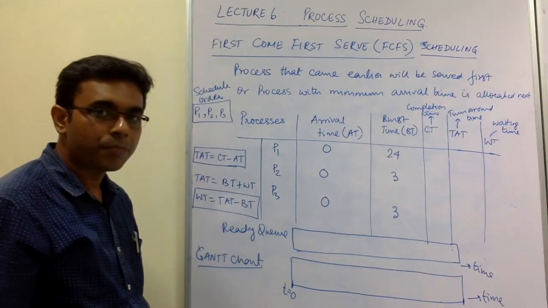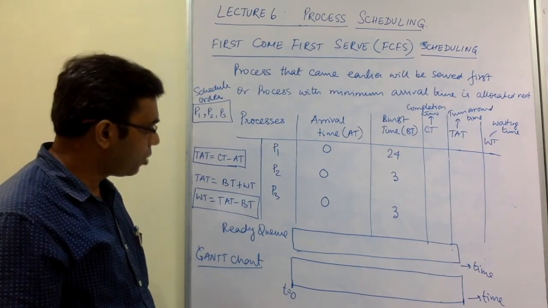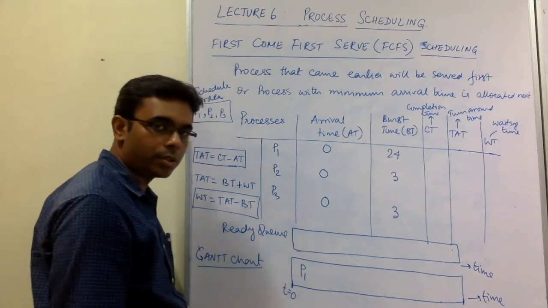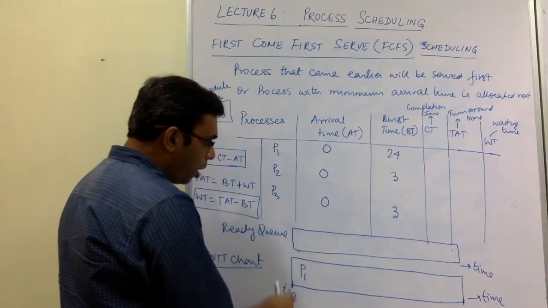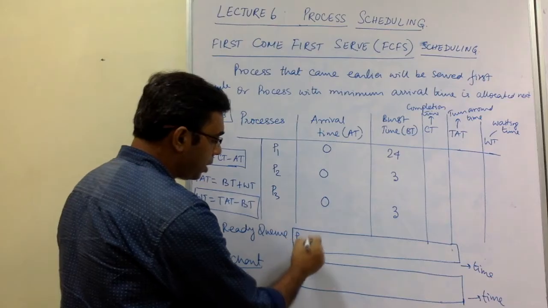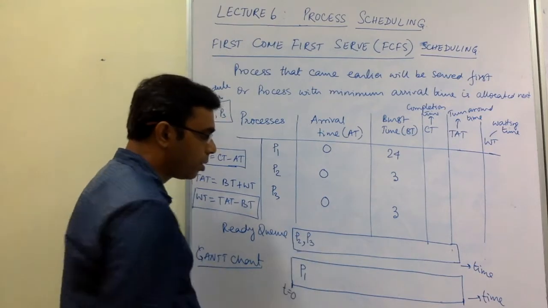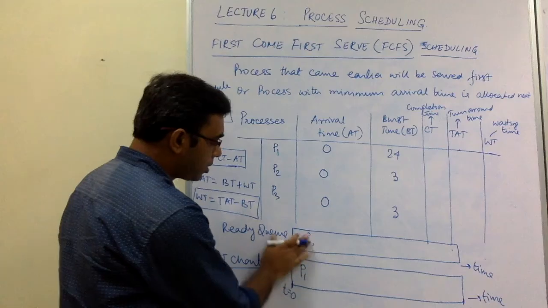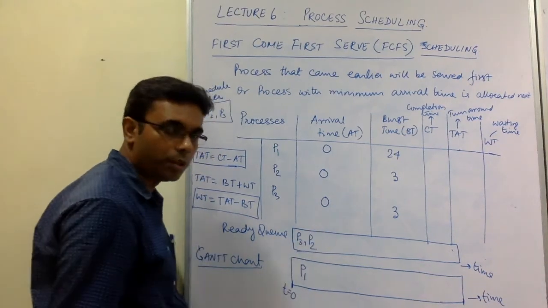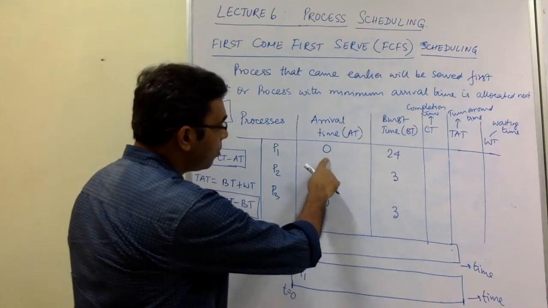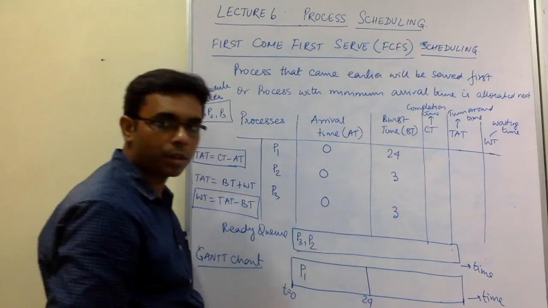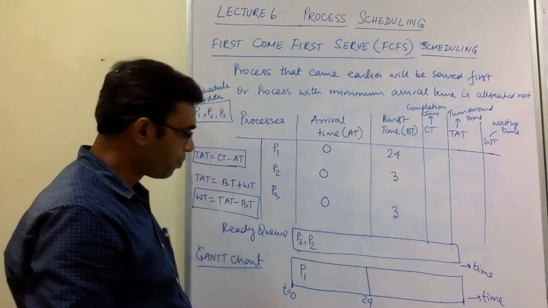Let's see what happens. If P1 is scheduled first, P1 executes, and the other two must be in the ready queue. So P2 and P3 are in the ready queue. Let's write P3 first and then P2, so that we understand that P2 is at the head of the queue. P1 takes 24 units of time and finishes at time instant 24.